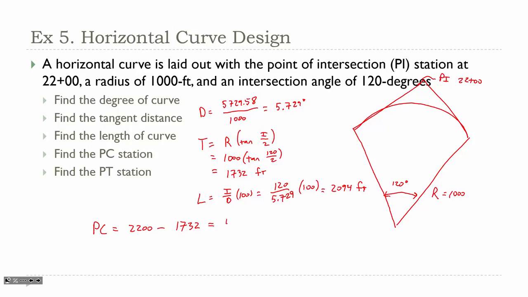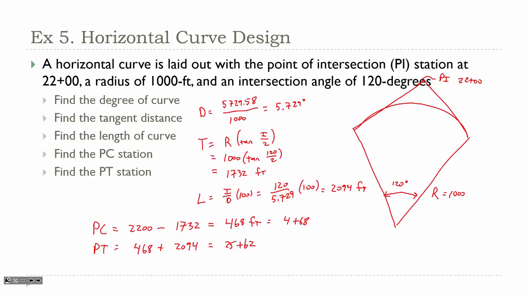$468. And then our PT is going to be equal to, actually this is 4 plus 68 as a station. So then we have 468 plus L to get our PT station. No, I used 2025, that's what that was. So that's 2562 for our PT station.